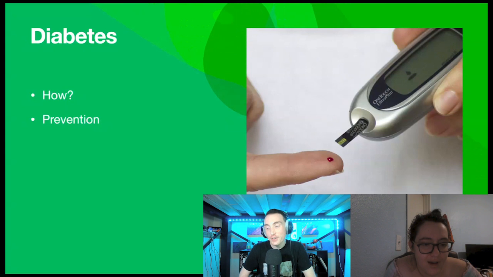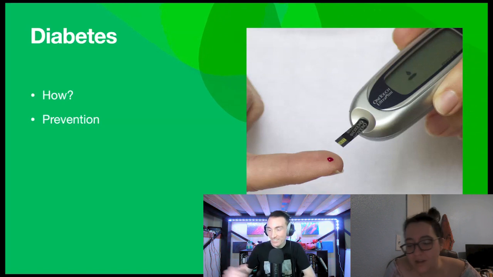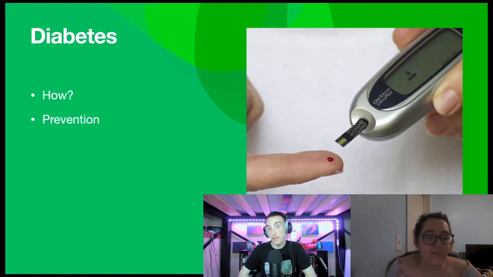It's nearly 1 in 10 Americans. So that's got to be 10%. That many people have diabetes? Yes. And approximately 1 in 3 American adults have pre-diabetes. Yeah, I believe that.